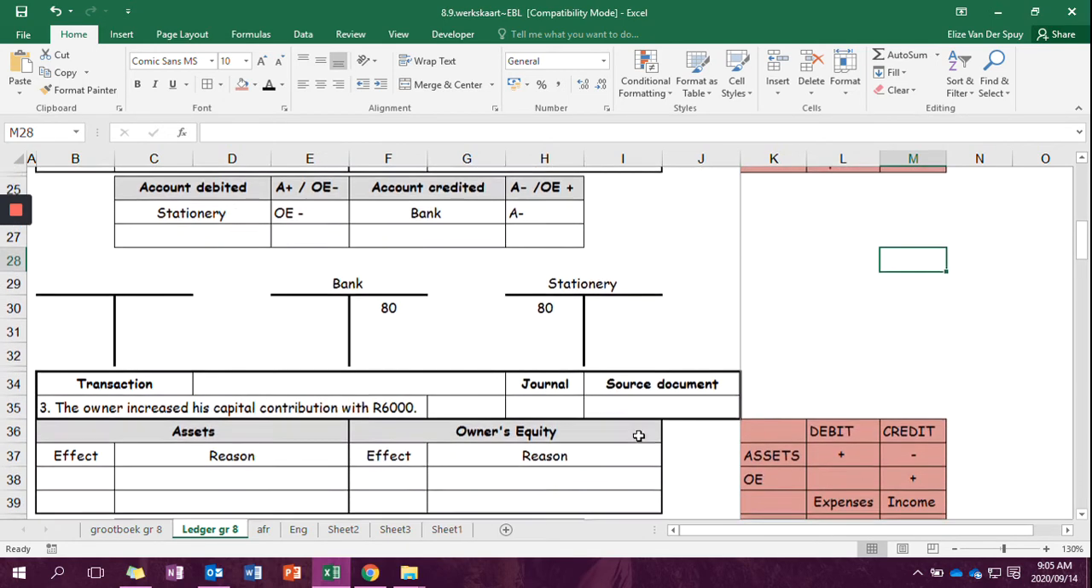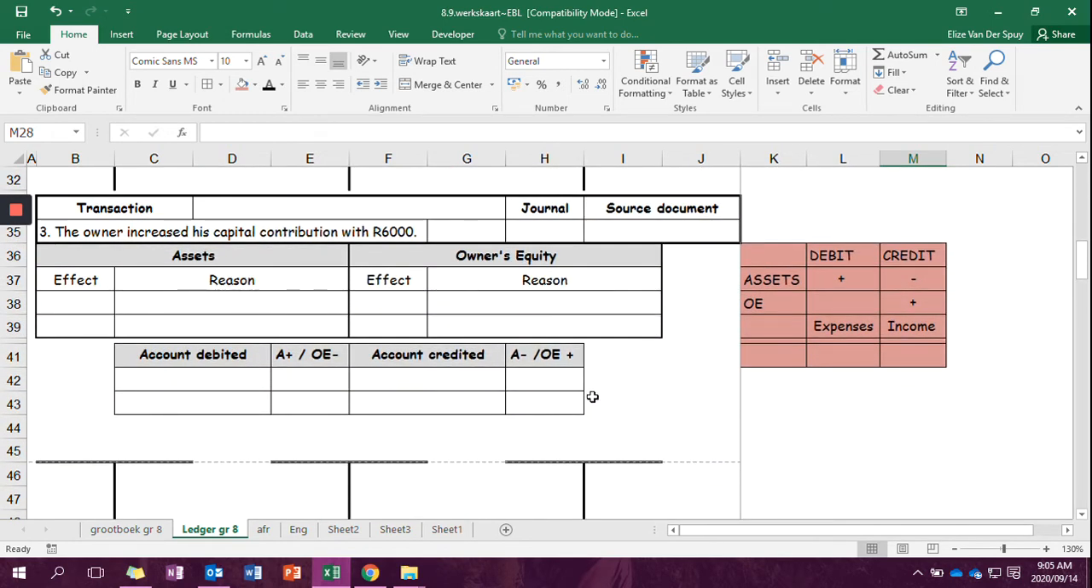If we take a look at transaction number 3, it says the owner increased his capital contribution, so therefore this will be in the CRJ. We will have a receipt. Now remember we're taking a look at bank. Bank increased, so bank is going to be plus 6,000 at assets, cash increase. Therefore our bank account, we know we are going to debit that, so the account debited will be bank. And then we're going to ask ourselves, why did the business receive money?